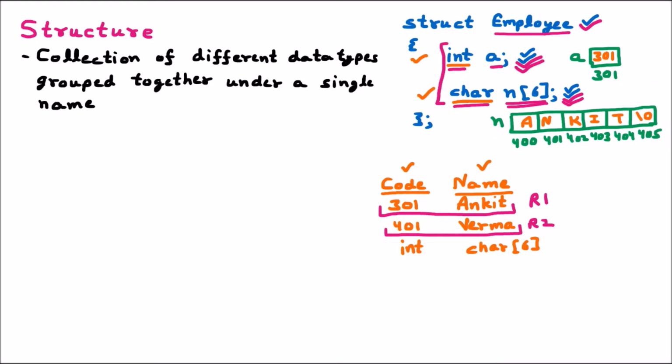So these records we are going to use with the help of the structure. Here there is one thing to note. It depends upon the user what the user takes inside the structure. Means the user is taking, let's say, one integer variable a, or maybe a character array n.